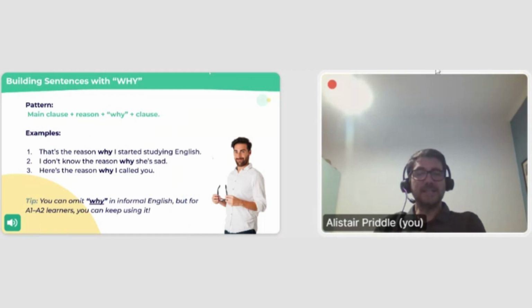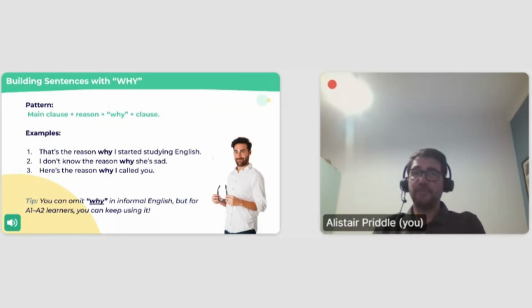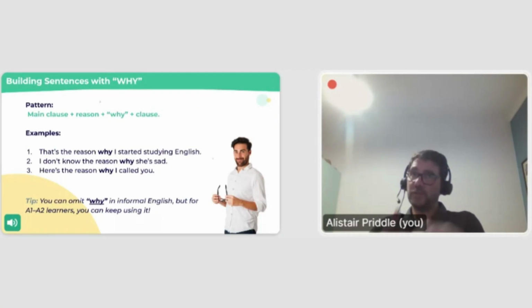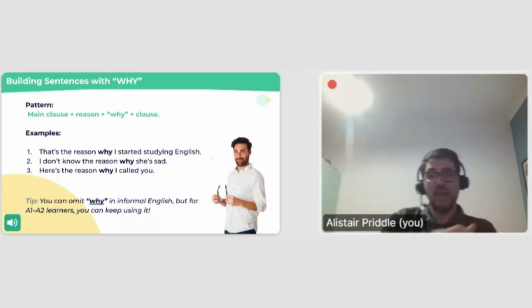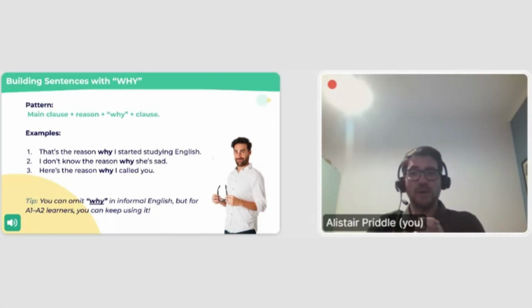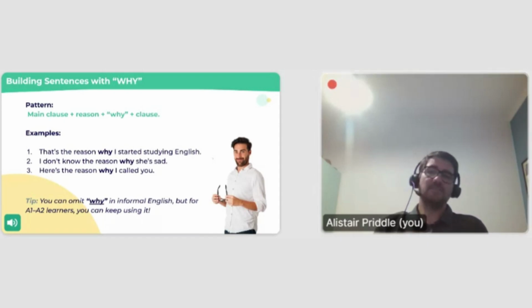So, building sentences with the relative adverb why. Let's have a look at our pattern or structure rule. We use the main clause plus reason plus why plus clause. Let's have a look at some more examples. That's the reason why I started studying English. Number 2. I don't know the reason why she's sad. Number 3. Here's the reason why I called you.